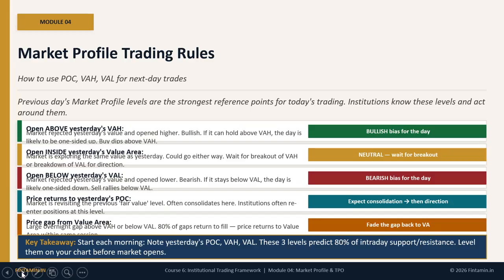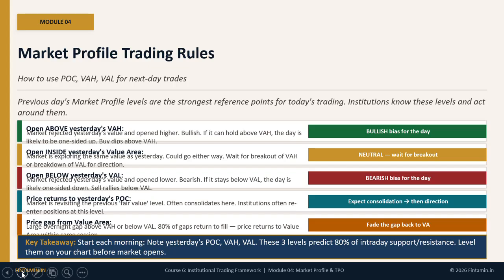Market profile trading rules. 5 rules for trading market profile levels. Rule number 1. If today opens above yesterday's VAH, market rejected yesterday's value and opened higher. Bullish day expected. Buy dips that hold above VAH.